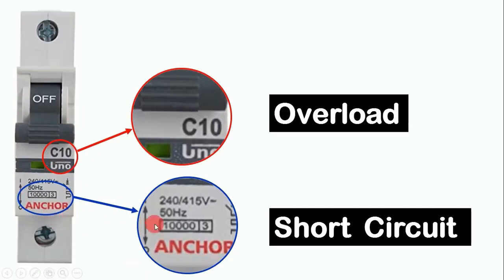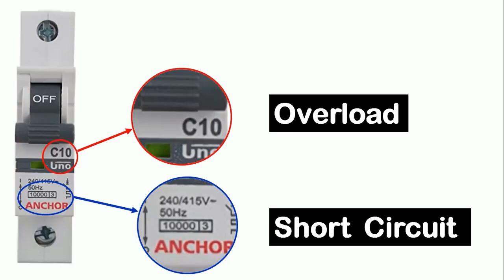It will not become faulty till the value reaches this value. Like here you can see 10,000 is written. If 10,000 is written on an MCB, it means in a condition of short circuit, even 10,000 ampere current can flow through this MCB. But there is a time limit when this much current flows.